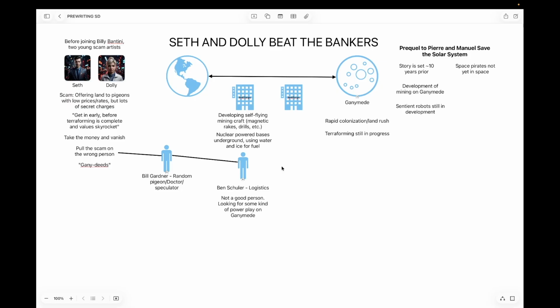They want to get a piece of it before it becomes too expensive. And he gets scammed. Ben Schuler finds out about it, and he is trying to figure out how to get a bigger, or basically a monopoly, basically be the only logistics company in town going to Ganymede. Who is he going to compete with? Another logistics company? A landowning company? Or who the hell does that?